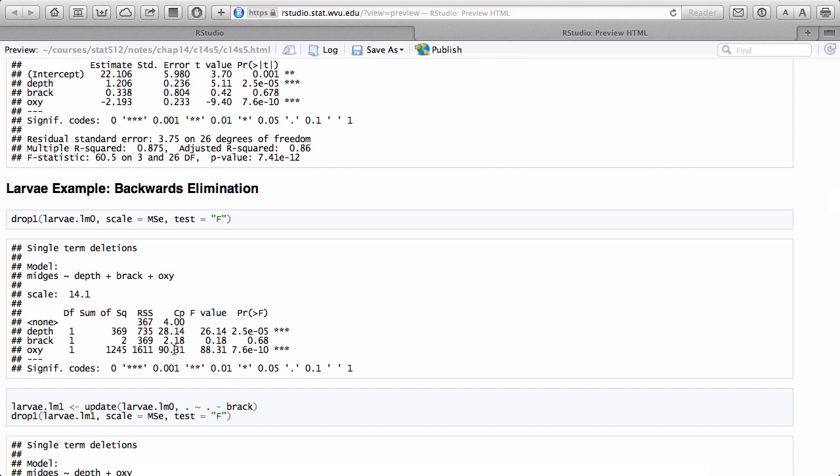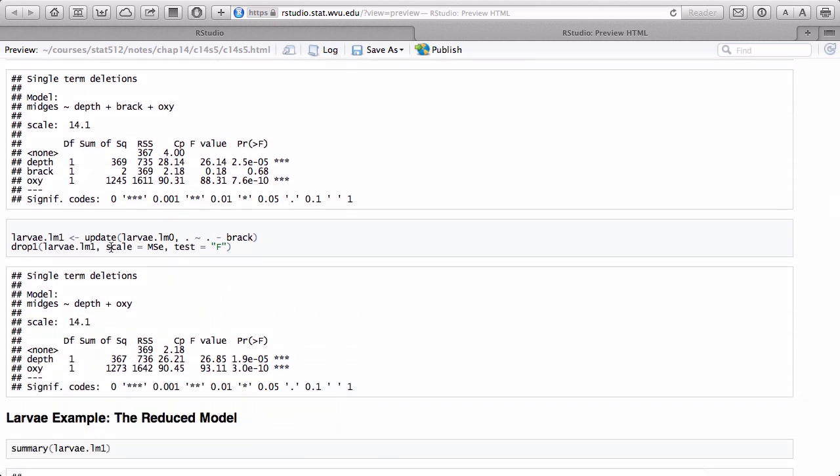Why? Because for the full model, I fit 3 x's plus the intercept, that's 4. So for the full model, the Cp is always equal to k plus 1, or the number of predictors plus the intercept. If I drop out depth, that's not good. The Cp goes up a lot. If I drop out oxygen, then it goes up a whole lot. But by dropping out brackishness, notice brackishness only has an F value of 0.18 and therefore a p-value of 0.68. Now those p-values here are the same as the ones above.